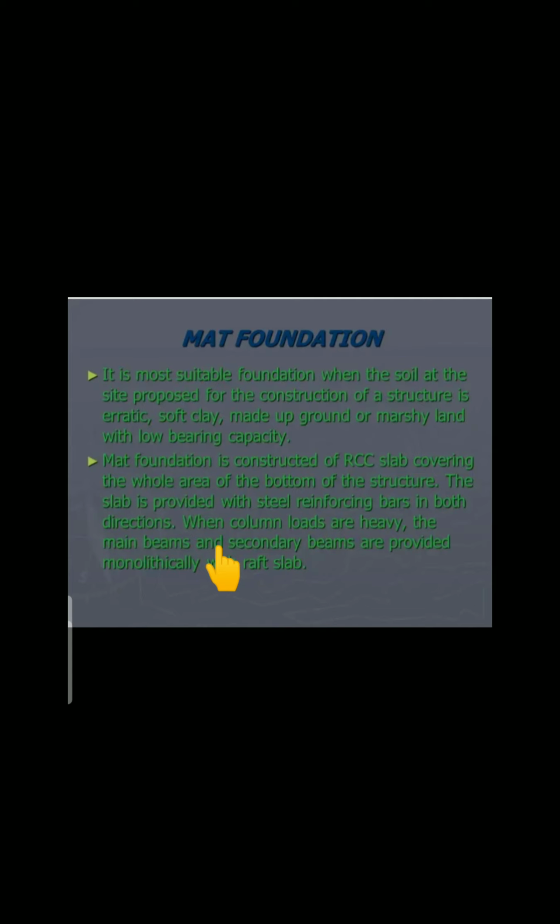Next, mat foundation. It is the most suitable foundation when the soil at the site proposed for the construction of the structure is erratic, soft clay, made-up ground or marshy land with a low bearing capacity. When we prepare the mat foundation, it is nothing but like a slab. In the slab we place a number of columns, so for a number of columns only one footing is there, and that is our mat foundation.